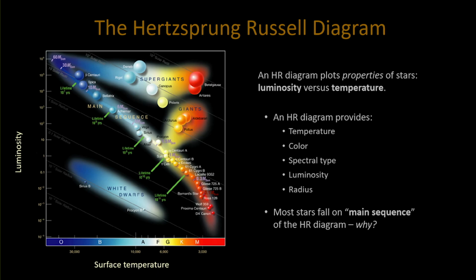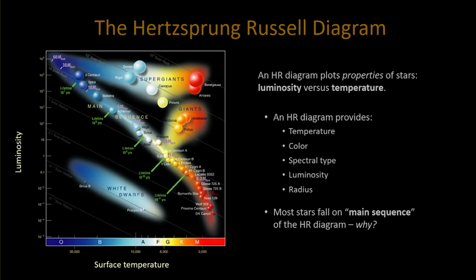Okay? Now, interestingly, when we go out and we plot the various stars' properties here, we find that most of them, sometimes up to 90% of them, will fall on this diagonal line from lower right to upper left. And if you look closely, you might see it's called the main sequence of stars. Okay?